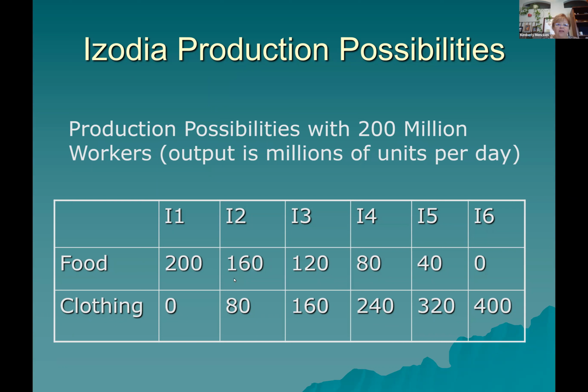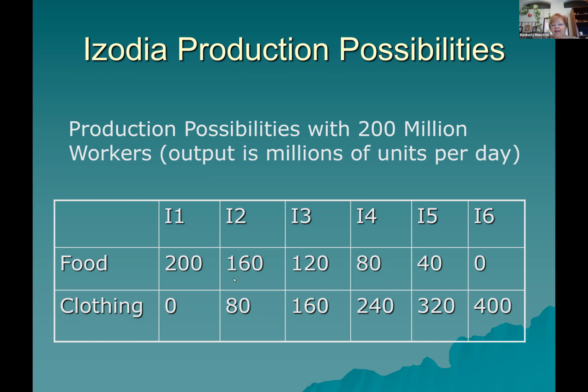Well, I kind of want y'all to say Izadia has the absolute advantage, but it's not really true. And the reason it's not true, yes, they can produce 400 and the U.S. only produces 300. But notice it takes them 200 million workers to produce that 400. It only takes us 100 million workers to produce 300. So per worker, we're better at both. The United States has an absolute advantage in both if you turn the output to output per worker.